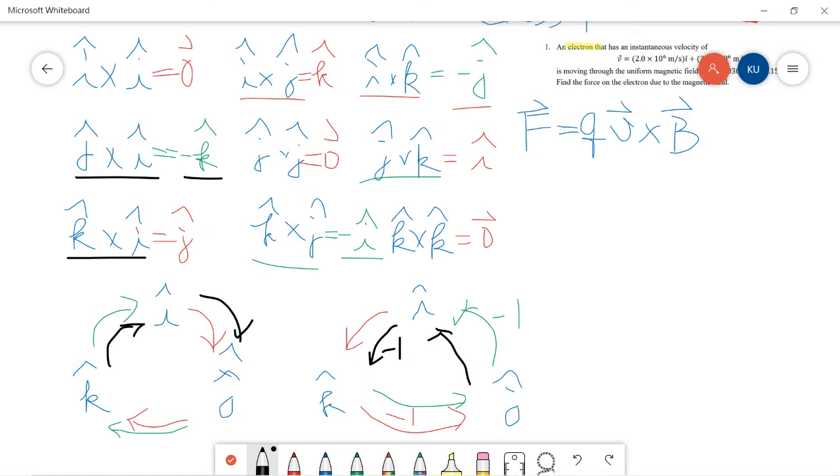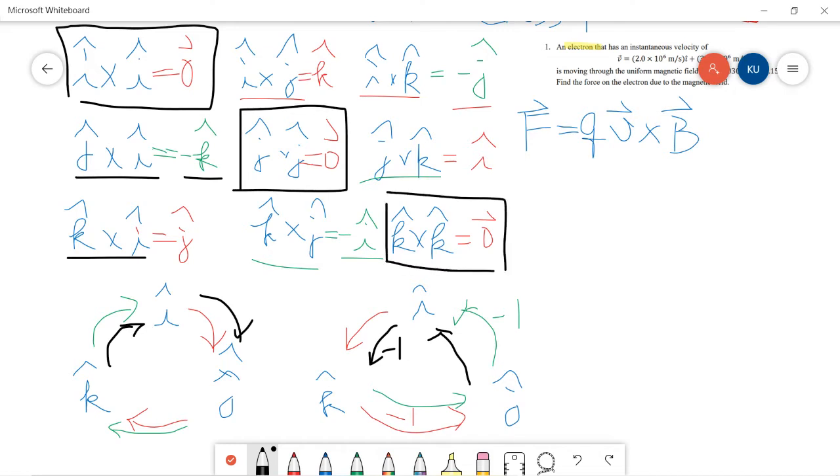So actually, for the diagonal cases, we have the zero vector, so we have 3 zero vectors as the answer, and we have 3 positive ones, which are these cases, and we have another 3 cases, which are these, with negative signs. So if we can handle this table, then we can calculate the cross product easily.